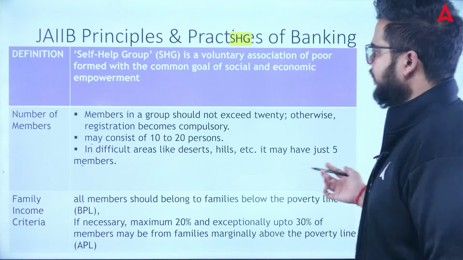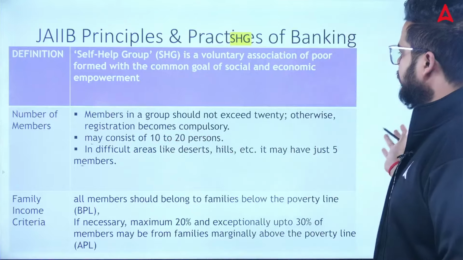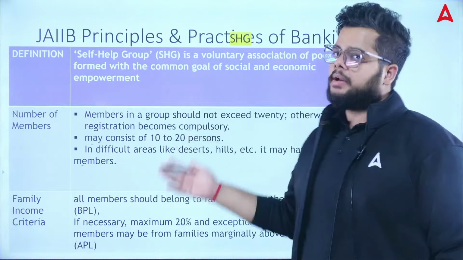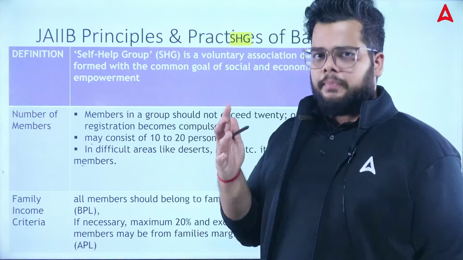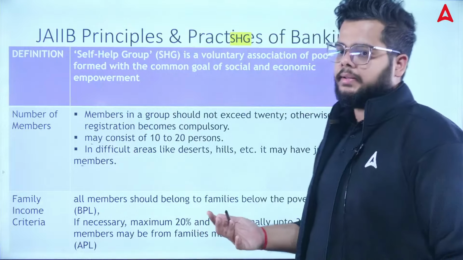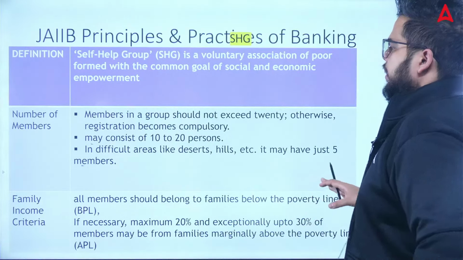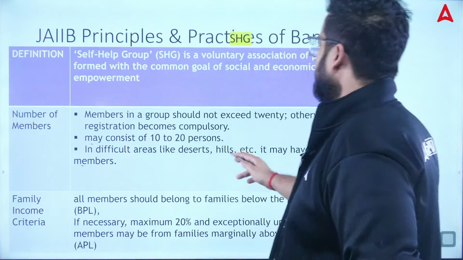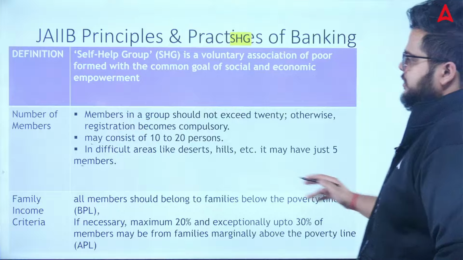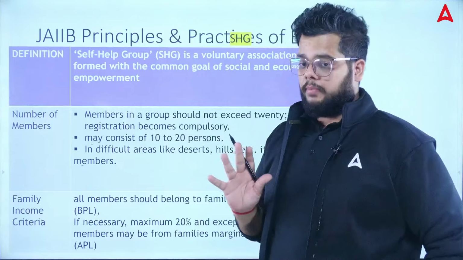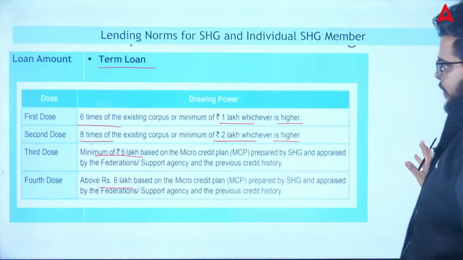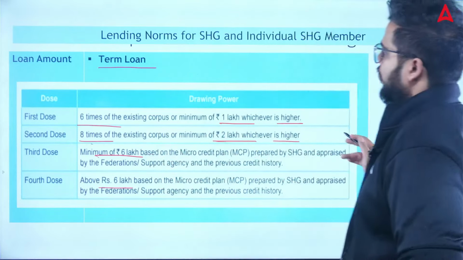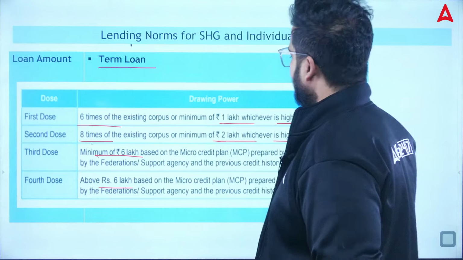SHGs, what is the basic definition? The members in the group should not exceed 20, and beyond 20, registration becomes compulsory. Beyond 20 it can be done, but registration will then be compulsory. Always remember it has a limit, which was asked in the IFS exam also. In difficult areas like desert, hills, etc., it may have just 5 members. So remember, 5 members. Then what are the drawing powers of an SHG? The first dose is 6 times the existing corpus or 1 lakh, whichever is higher.